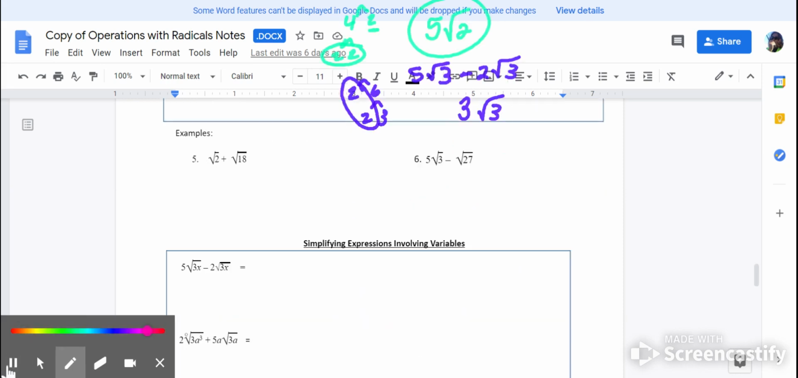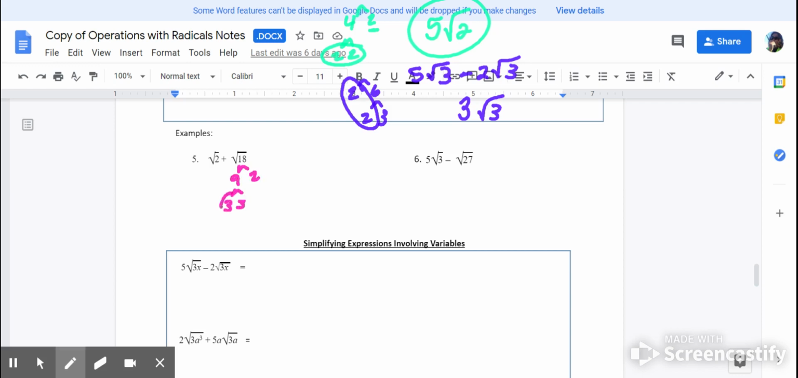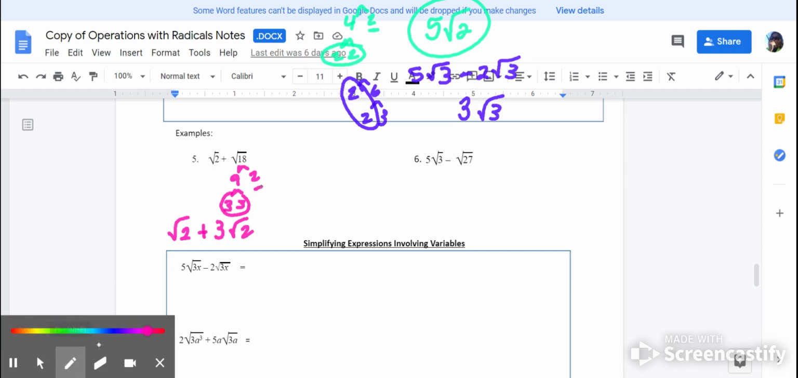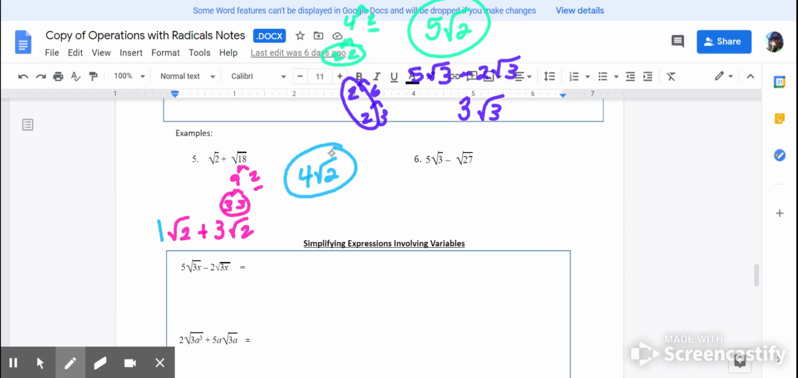We look at our two examples. Well, 2 and 18 are not the same. So I'm going to simplify 18. Gives me 9 and 2. Factors of 9, 3 and 3. So if I rewrite my problem, I now have the square root of 2 plus 3 on the square root of 2. Then my 2 is left over. At this point, I can combine my like terms. Remember, there's a 1 on the outside, so 1 plus 3 gives me 4 on the square root of 2.